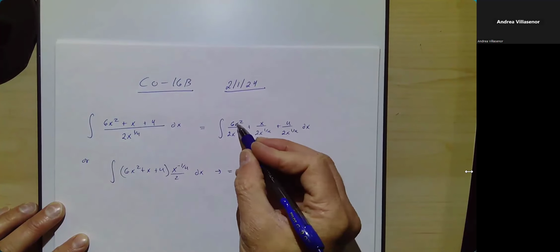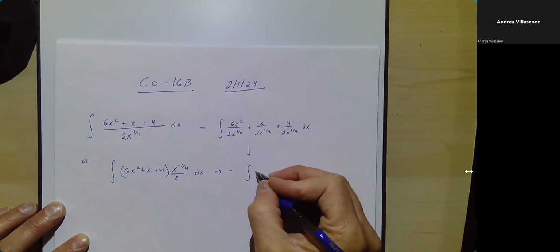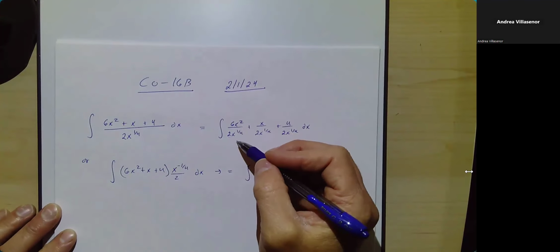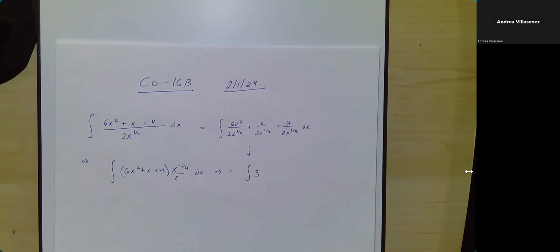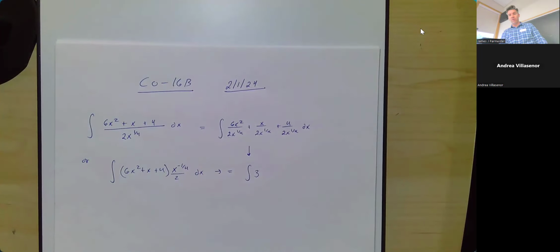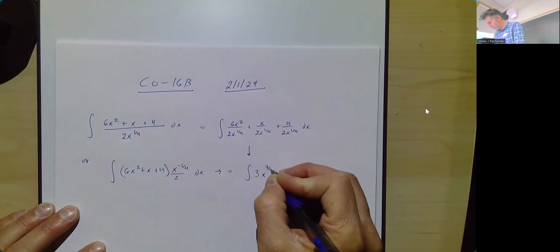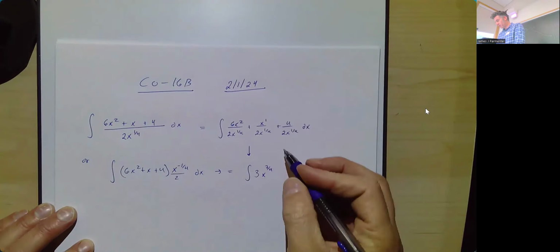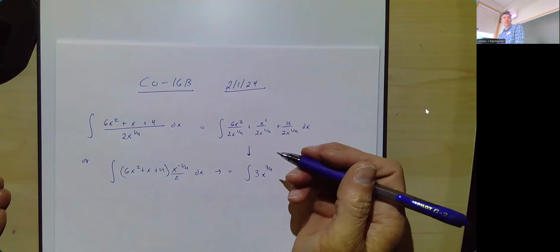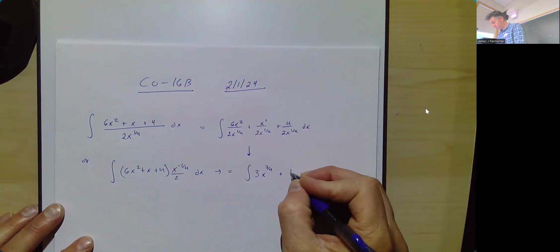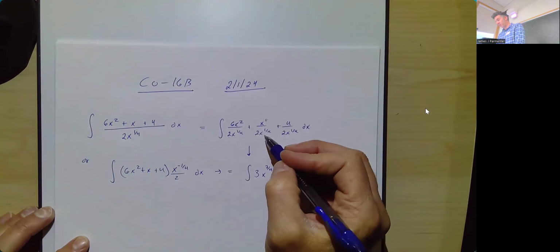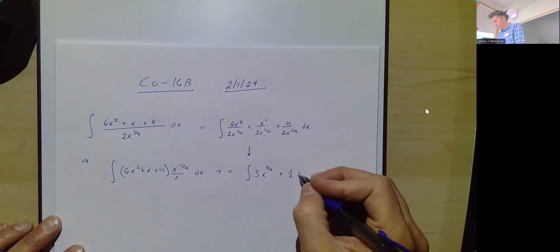Let's see, 6x squared divided by 2x to the 1/4. Well, 6 divided by 2 is 3. And x squared divided by x to the 1/4, we subtract those powers. 2 minus 1/4 is 8/4 minus 1/4, which is 7/4. So we have 3 times x to the 7/4 here. The 2 in the denominators has to stick around, so you have a 1/2 as your coefficient. And then x to the first divided by x to the 1/4, we subtract those powers, and 1 minus 1/4 is 3/4.